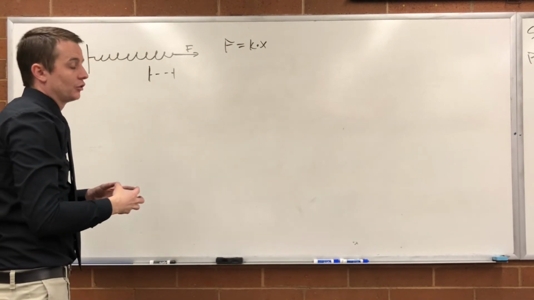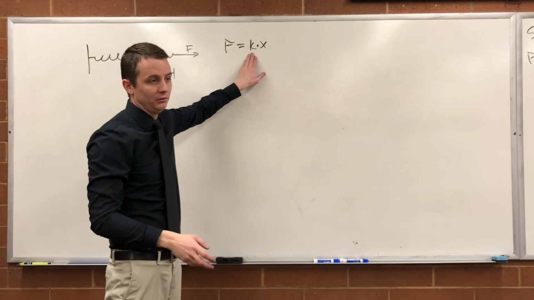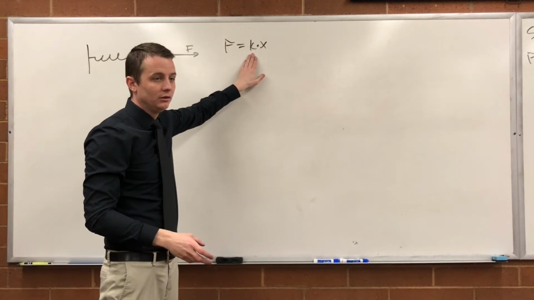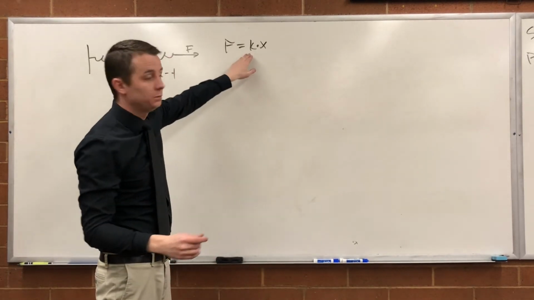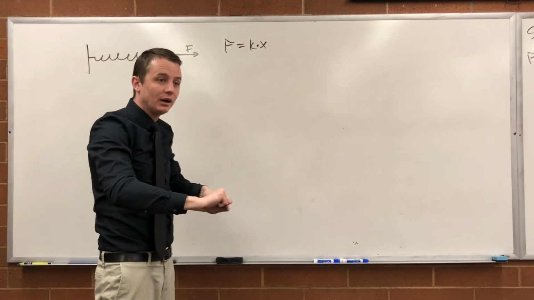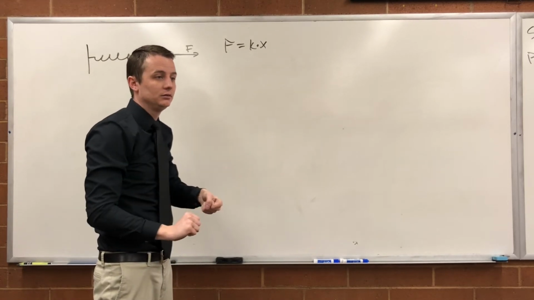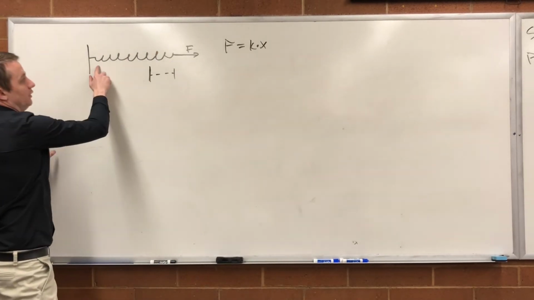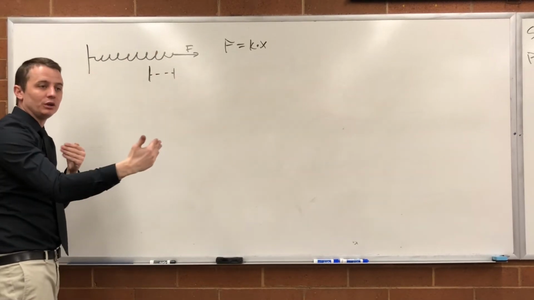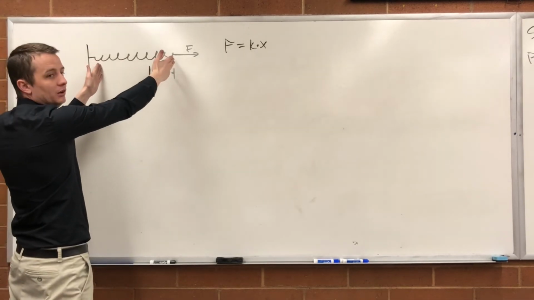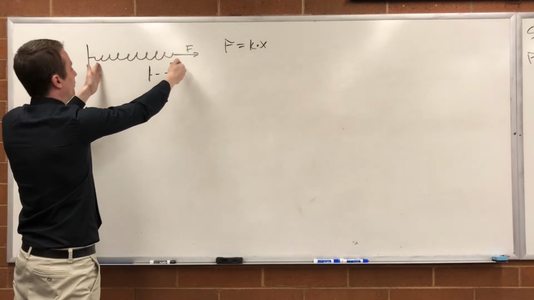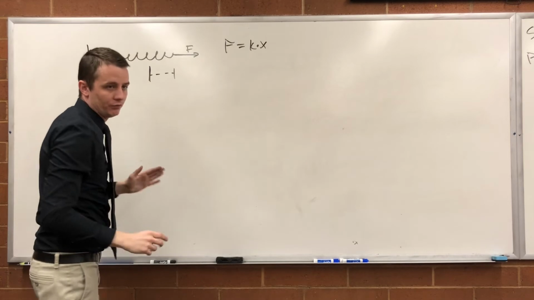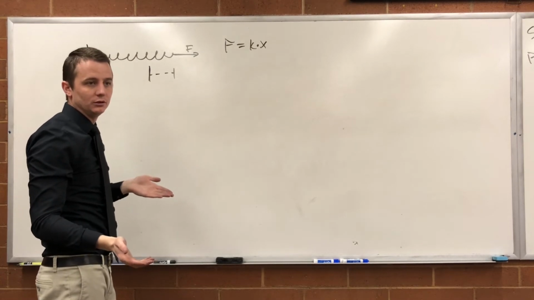A slinky has a really small k value, so it's a really small force. A trampoline spring has a really big k value. It's really hard to pull that thing out. And if your spring has space between the coils when you let it go, then the force goes both ways. So compressing it is the same as pulling it apart. They're both proportional to the displacement.